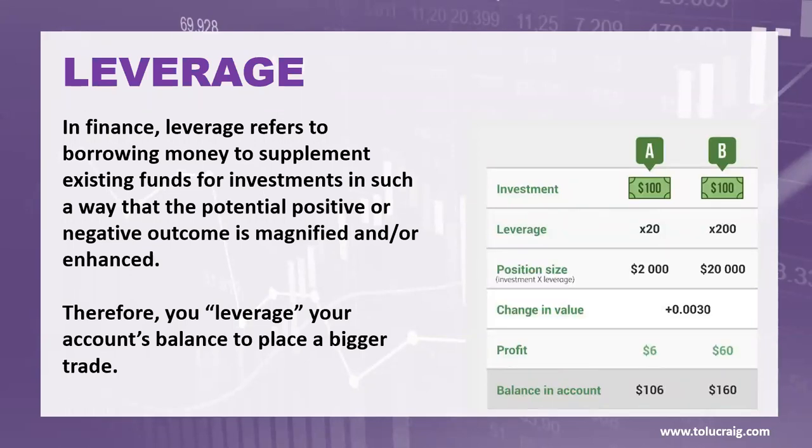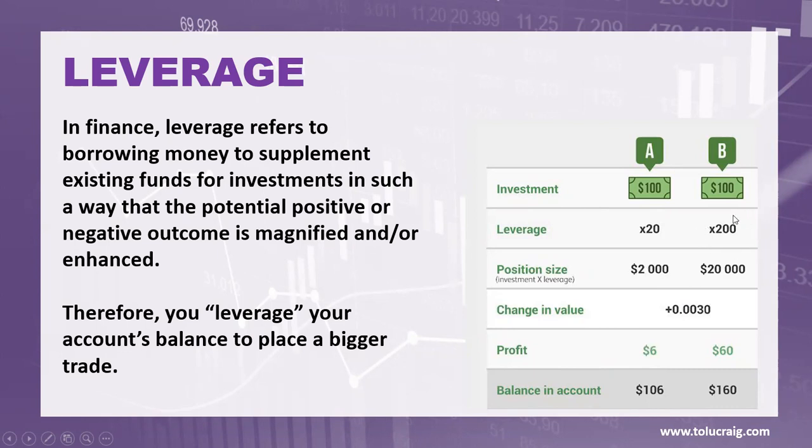Now, what do we mean? If in your account, for example, you have $100 and I give you a leverage of 1 to 20, that is 1:20, it means that you have the ability to trade with as much as $2,000. And if there's a change in value of 0.0030, your profit here will be $6.